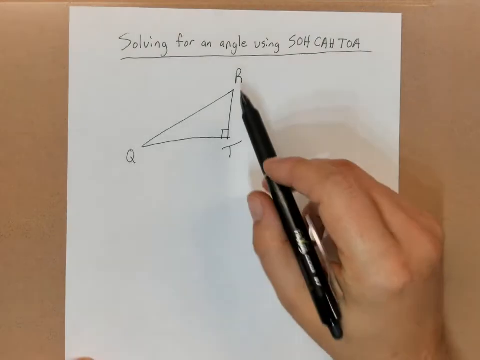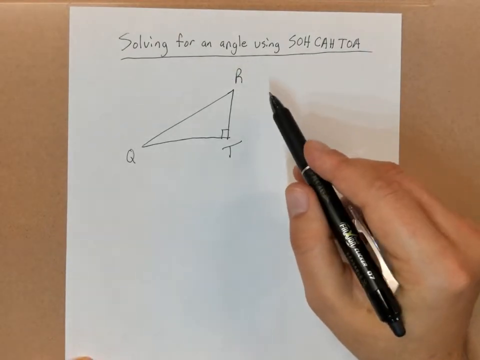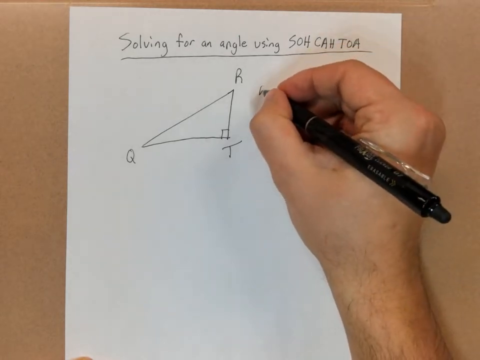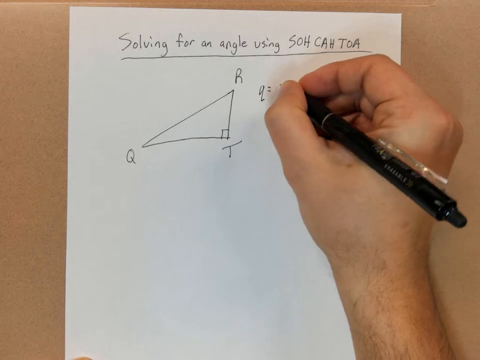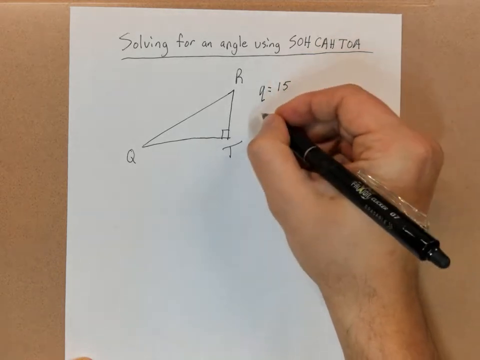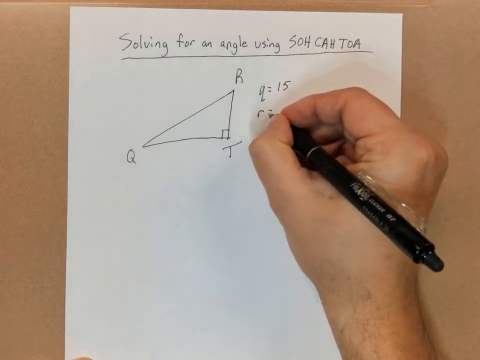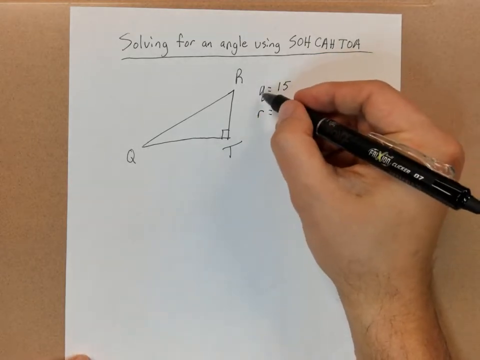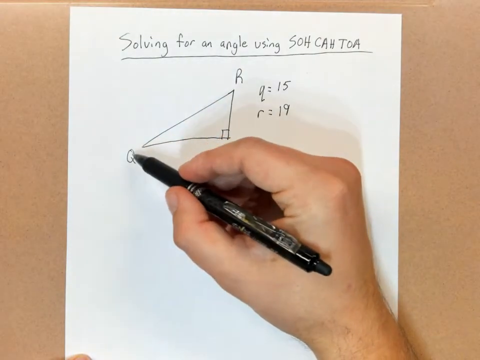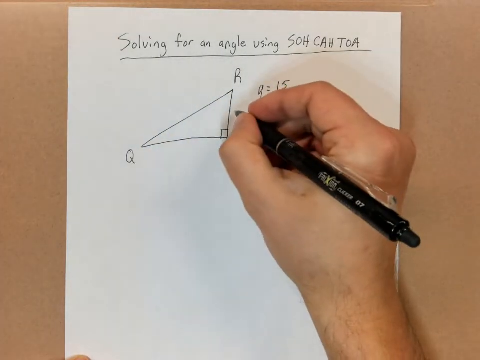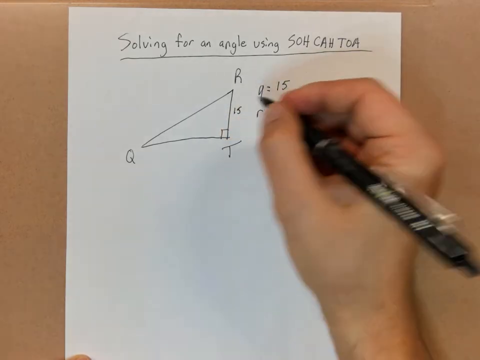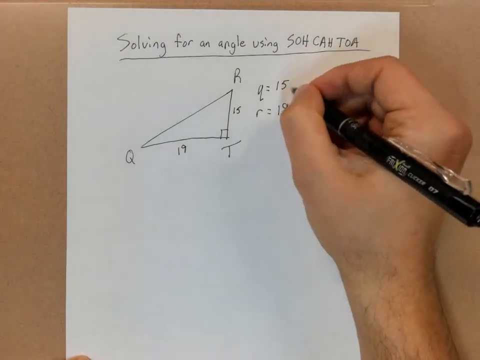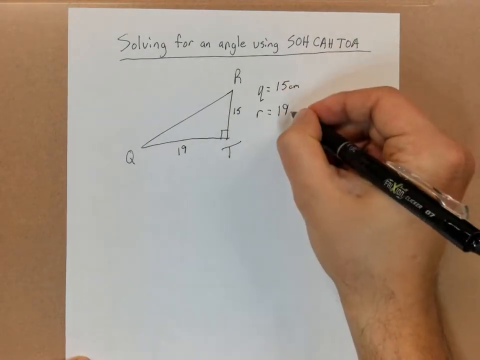So, if you're going to be solving for an angle using SOHCAHTOA, that means you're going to have to be given two different sides. So, I'm going to use the sides. We'll say little q is going to be 15, and we'll say that little r is going to be 19. Just remember that the little letter is always across from the large letter, so if this is big Q, little q is going to be the side opposite, so this will be 15. And then let's say that little r is going to be 19. Doesn't matter the unit, we'll say it's centimeters.